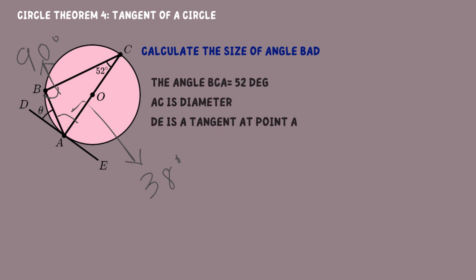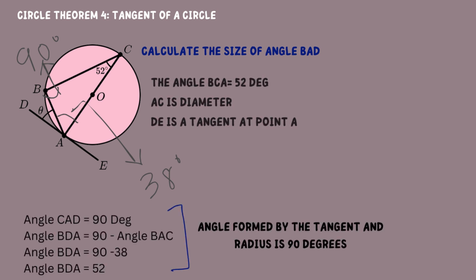Now we'll use a tangent theorem to find the other missing angle. As the angle between the tangent and the radius is 90 degrees, we can calculate angle BAD. Therefore, angle BAD would be 90 degrees minus angle BAC, which is 38 degrees. On further solving, we get angle BAD as 52 degrees. So, there you have it.